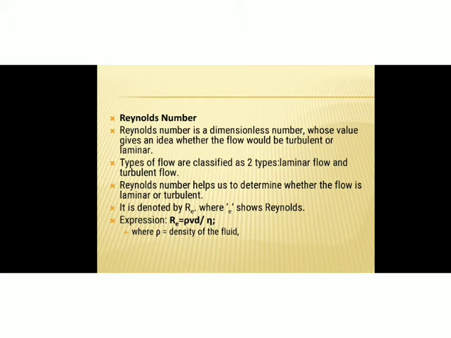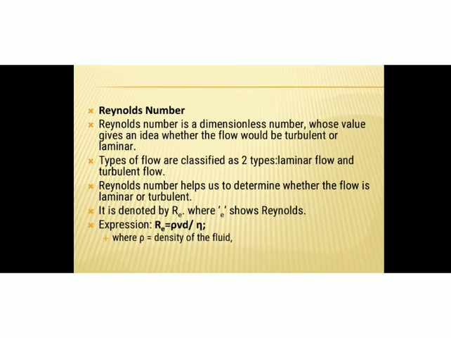So what is the expression to find out Reynolds number? Reynolds number Re is equal to rho V d by eta, where rho is the density of the fluid, V is the speed of the flow of the fluid, D is the dimension of the pipe, and eta is the viscosity of the liquid or fluid.